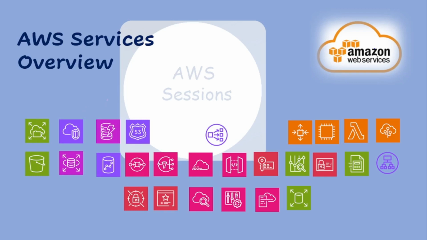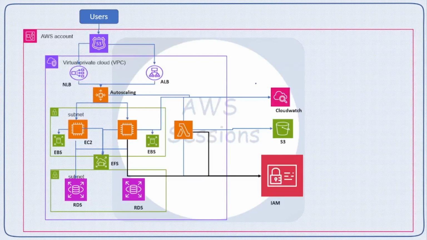So this is part 3 of the AWS overview series. In case you have not watched part 1 and part 2, then please go ahead and watch those. In this series we are trying to cover around 27 AWS services. Before we move to the next service, that is AWS Secrets Manager, I'll do a quick recap of what we have covered in part 1 and part 2.